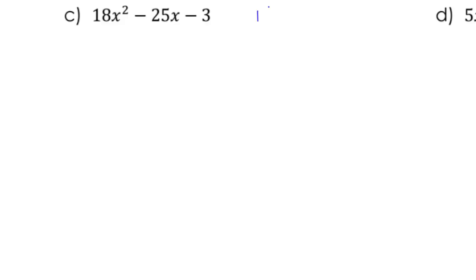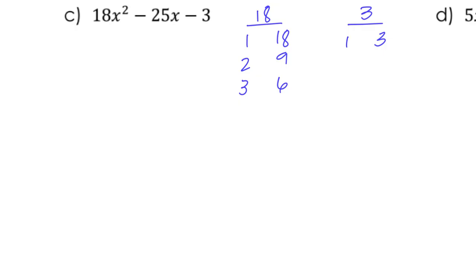So first step is to start with the factors of A and C. So A is 18, C is 3. So my factors of 18 are 1 and 18, 2 and 9, 3 and 6. Is there anything else? I don't think so, right? And then 3 is a prime number, so my only factors are 1 and 3.